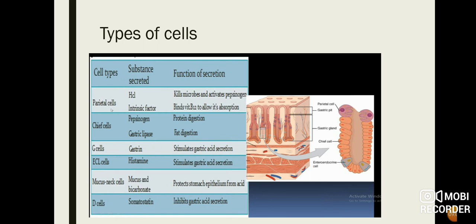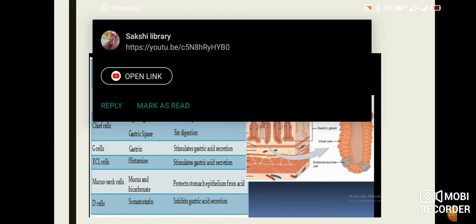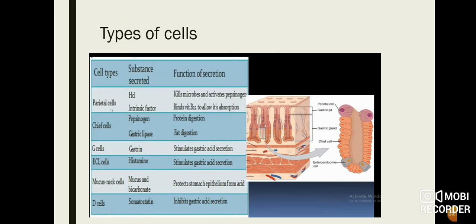The second one is chief cells. The chief cells secrete pepsinogen and gastric lipase. Again, pepsinogen is activated by HCl, and it converts into pepsin and digests proteins. That's the function of pepsinogen. The other one is gastric lipase, which helps us in the digestion of fat.